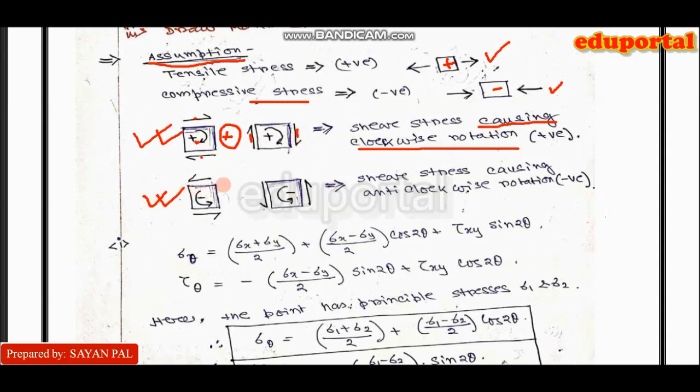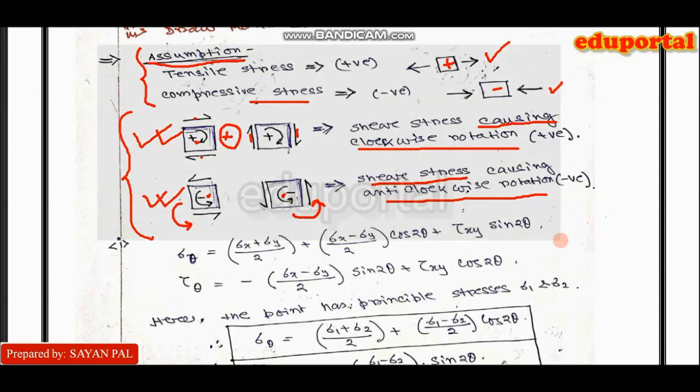Similarly, if the shear stress causes counterclockwise rotation at the center of the element, this is the center of the element, if they make anti-clockwise rotation, then the shear stress will be taken as negative. These two assumptions are for Mohr circle construction, and these two are taken for analytical as well as Mohr circle construction.